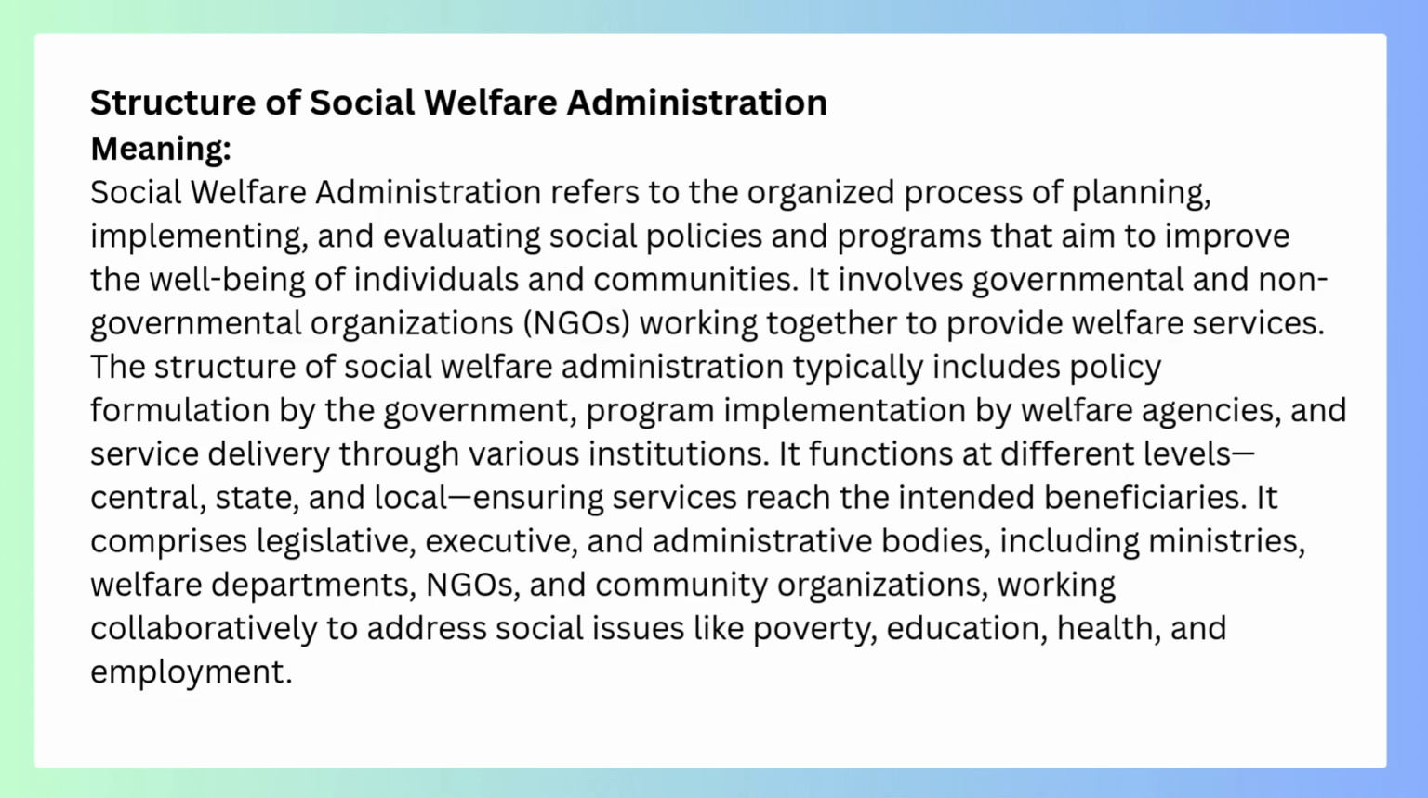It involves governmental and non-governmental organizations, NGOs, working together to provide welfare services. The structure of social welfare administration typically includes policy formulation by the government, program implementation by welfare agencies, and service delivery through various institutions. It functions at different levels, central, state, and local, ensuring services reach the intended beneficiaries. It comprises legislative, executive, and administrative bodies, including ministries, welfare departments, NGOs, and community organizations, working collaboratively to address social issues like poverty, education, health, and employment.